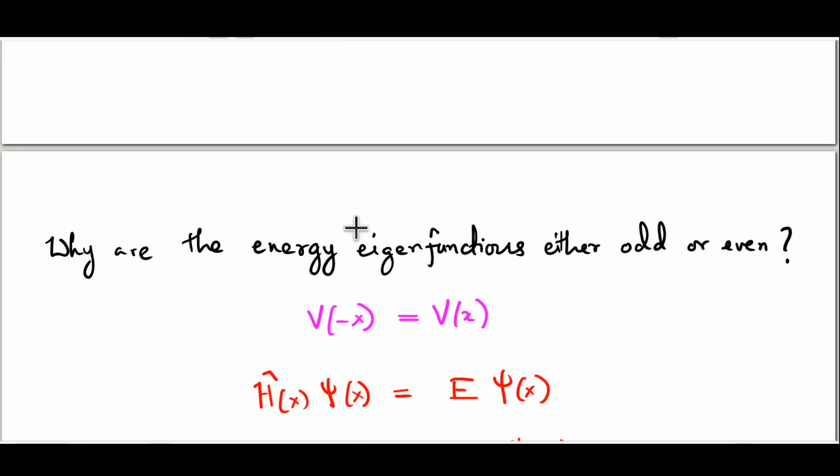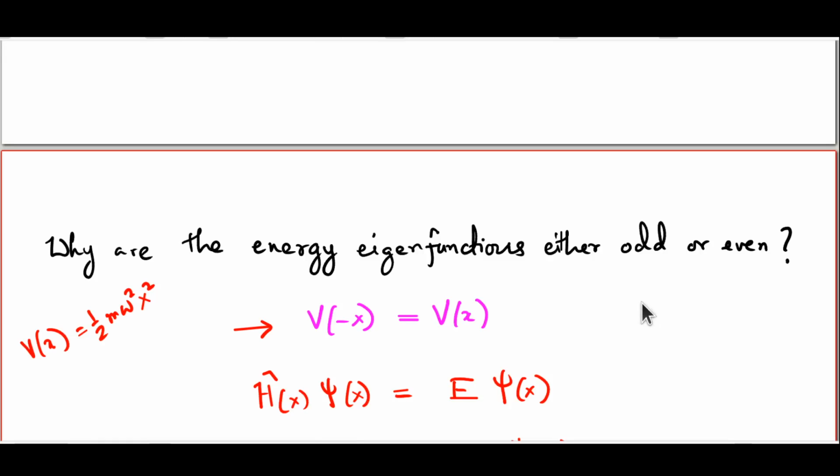Well, the harmonic oscillator shares with many other Hamiltonians this particular property. Remember, for the harmonic oscillator, the potential energy is half m omega squared x squared. And that has this obvious property that if you were to replace x by minus x, you end up with the same value for the potential.